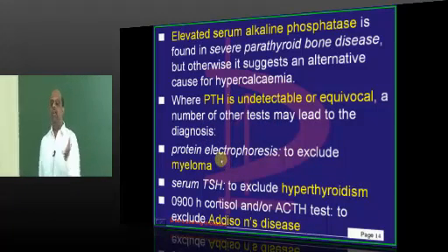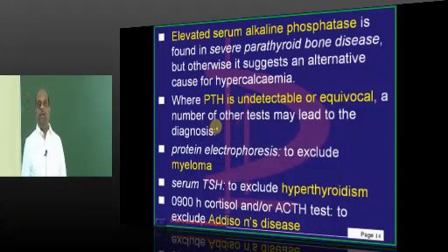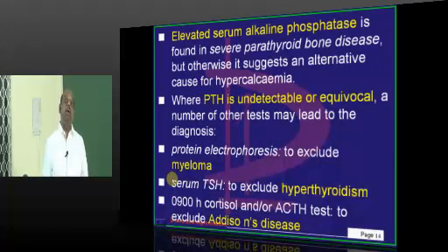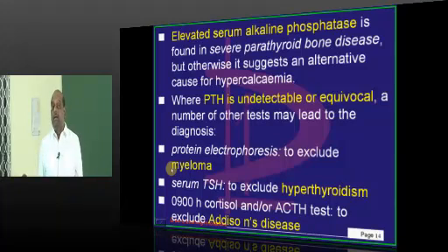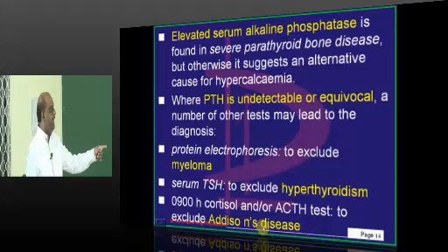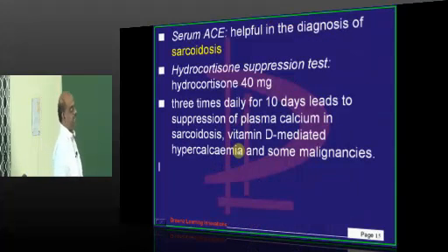Then we do protein electrophoresis to know whether multiple myeloma is the underlying cause of the hypercalcemia. And never forget, thyroid dysfunction also can lead to hypercalcemia. So, you should always exclude hyperthyroidism by assessment of the TSH in a patient with hypercalcemia. Then, Addison's is another endocrine cause which you should not forget, which can lead to hypercalcemia. So, you need to do the cortisol assessment and if required ACTH test in order to know whether there is any Addison's disease.